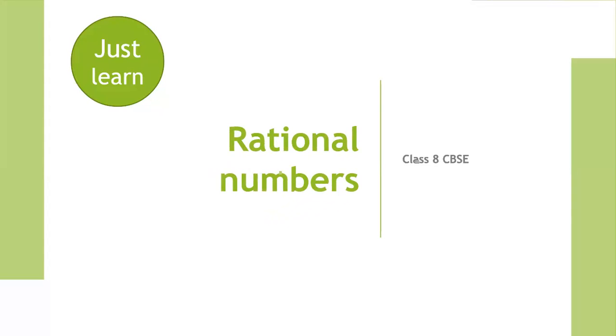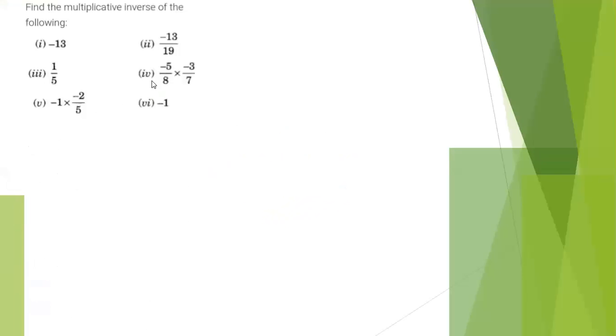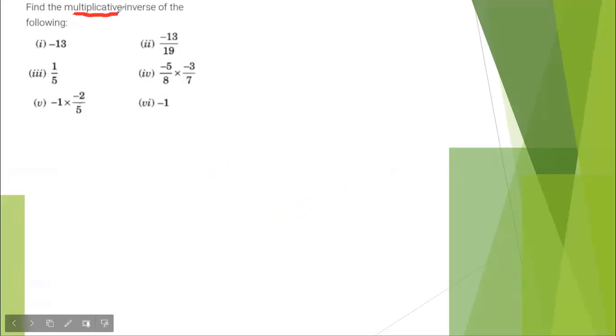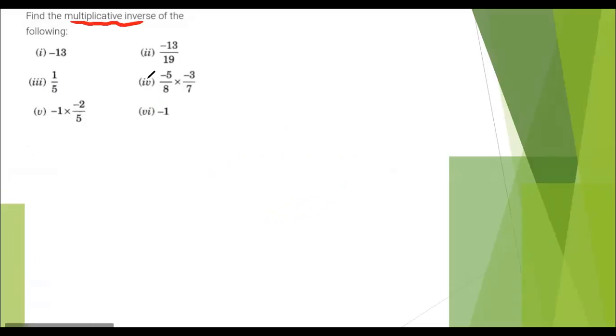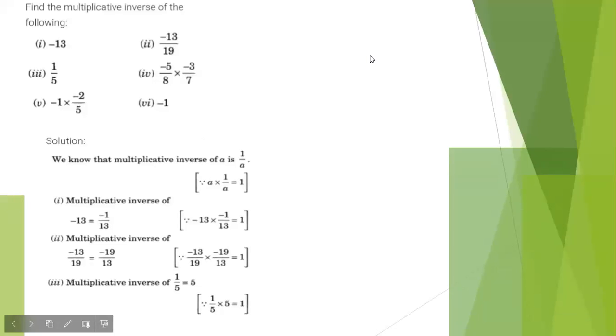In exercise 1.1, so let's begin without wasting any more time. Here I'll be displaying the question for you. Under the question we have 6 questions to be solved. It says, find the multiplicative inverse of the following. Before solving them, we'll just see the solutions for the first three, then the leftover three. For the first three, I have the solution displayed for you. So let's discuss one by one without wasting time.